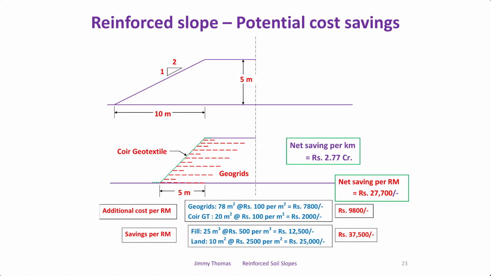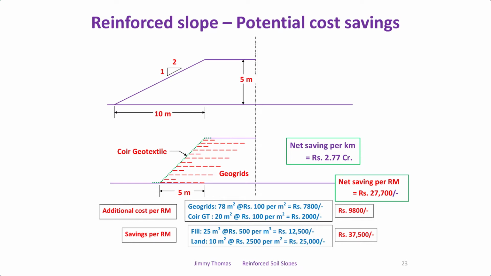Then this is a very simple exercise: what kind of cost savings are we looking at? I have compared two things. One is a 5-meter high embankment with a 2:1 slope, so I need 10 meters of additional land on either side, compared to a reinforced soil slope with a 1:1 slope. In this case, the extra thing will be the reinforcements. I also put in a coir geotextile, because vegetation on a steeper slope is a little more difficult. Anyway, vegetation I need in both cases.